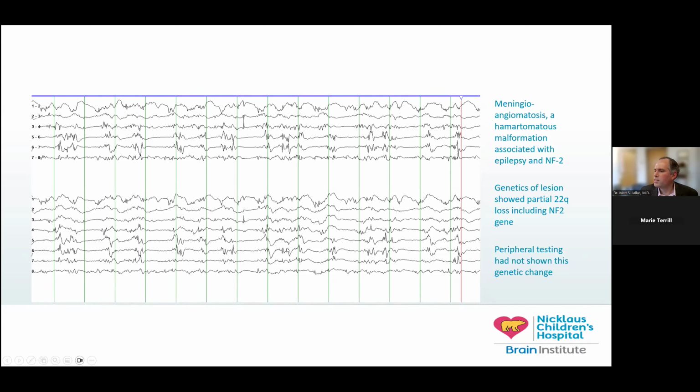It's discontinuous. And this was found to be a meningoangiomatosis, which is a hamartomatous malformation that can be associated with epilepsy and NF2. And in the genetic testing, they found a chromosome 22 partial deletion, including the NF2 gene, which was not seen in the peripheral testing, and was only found on the pathology.